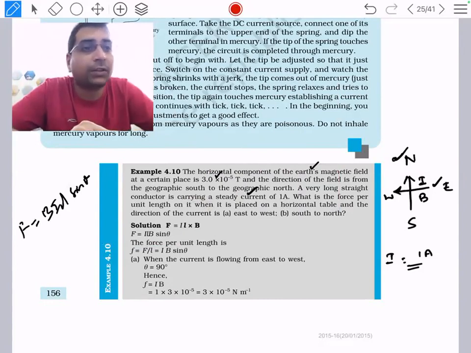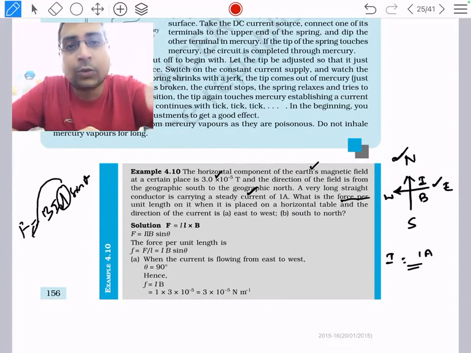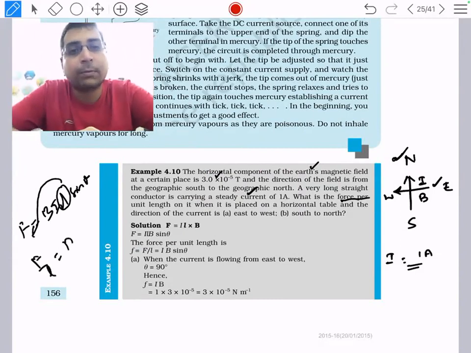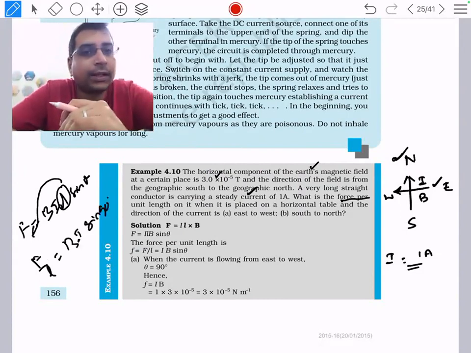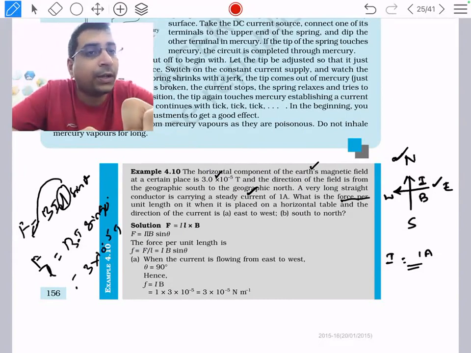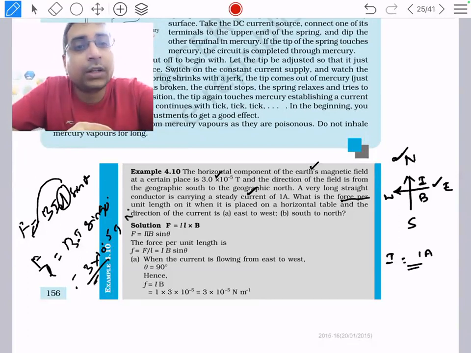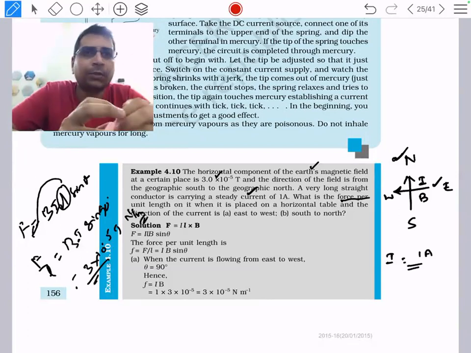But if you read the question carefully, they didn't ask what is the force. They asked what is the force per unit length. So length also is not given. So you can take the length to the other side so that F by L will be equal to B into I into sine 90 degrees. So how much is B? It is 3 into 10 power minus 5 Tesla at a particular location, into 1 ampere multiplied with sine 90. So the answer is going to be 3 into 10 power minus 5 Newton per meter. I hope this point is clear.